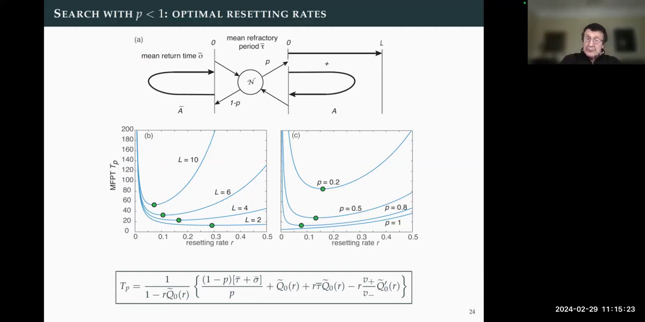Without resetting, because I've allowed for failure, there are sample paths, trajectories, that never find the target, i.e. they have curly T infinite, which means the mean first passage time is going to be infinite. On the other hand, if resetting is very fast, I never get a chance to travel to L because I keep resetting back to the origin. So again, the mean first passage time is going to be infinite.